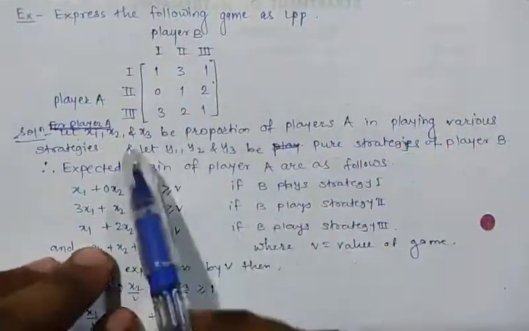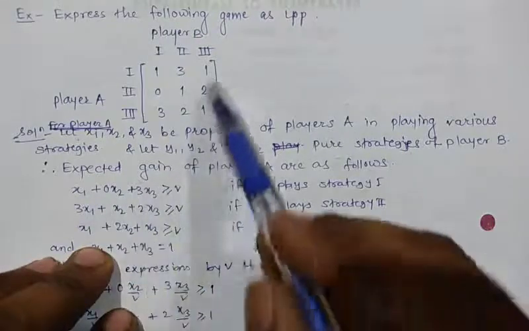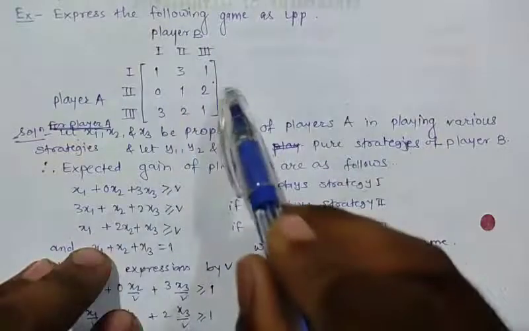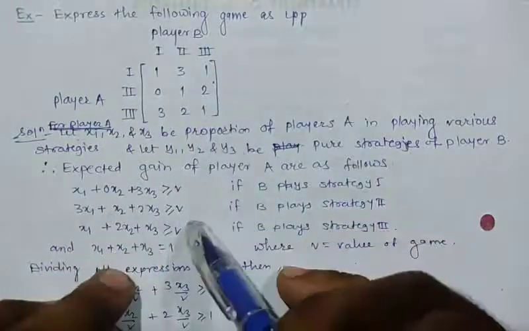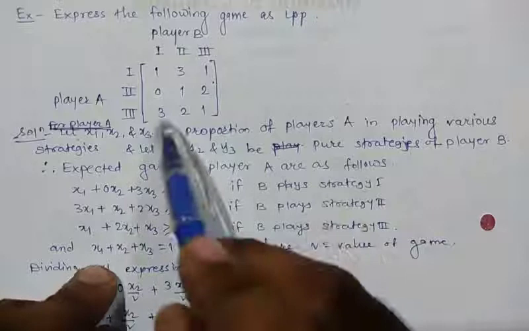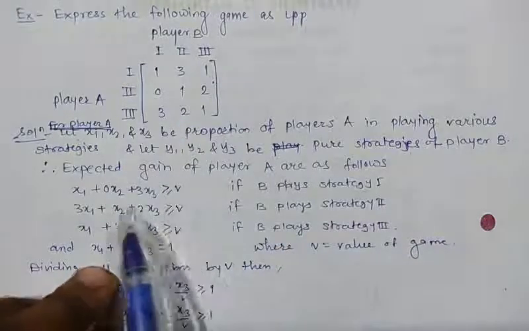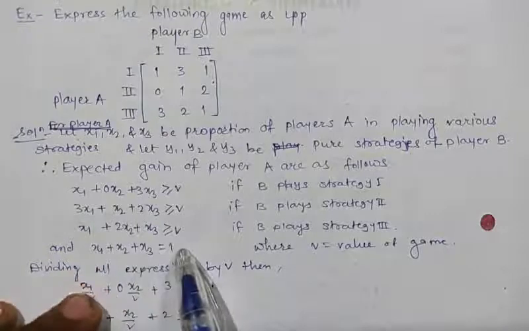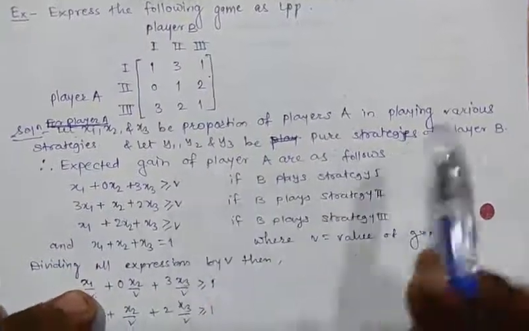And third, the expected gain of player A when player B plays the third strategy, we get x1 plus twice x2 plus x3 greater than or equal to V. And the last condition is that the sum of probabilities is always equal to 1. Remember this: x1 plus x2 plus x3 is equal to 1. And V is the value of the game, right?